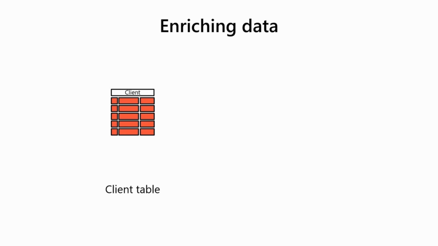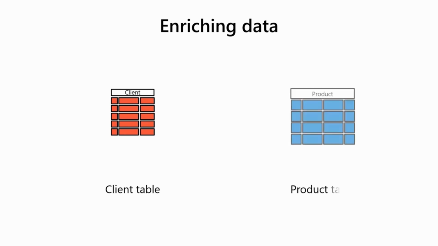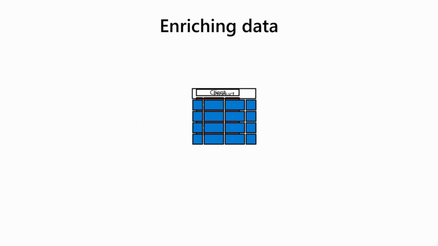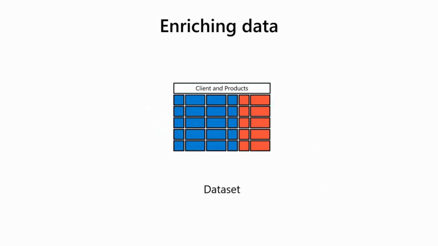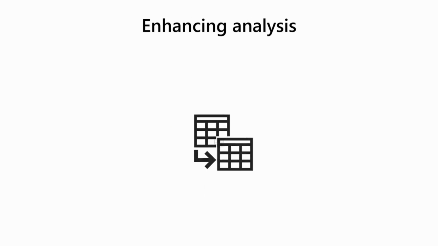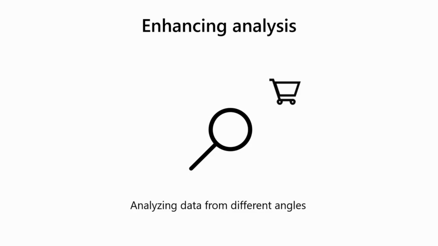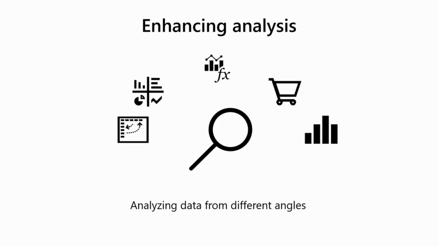Combining tables also enables you to enrich your data by adding additional information. For example, you may have a table with client details and another table with product information. By combining these tables, you can create a comprehensive data set that includes both client and product details, allowing for a more comprehensive analysis. Another reason to combine data is that it provides a broader scope for analysis. By merging multiple tables, you gain deeper insights by analyzing data from different angles.